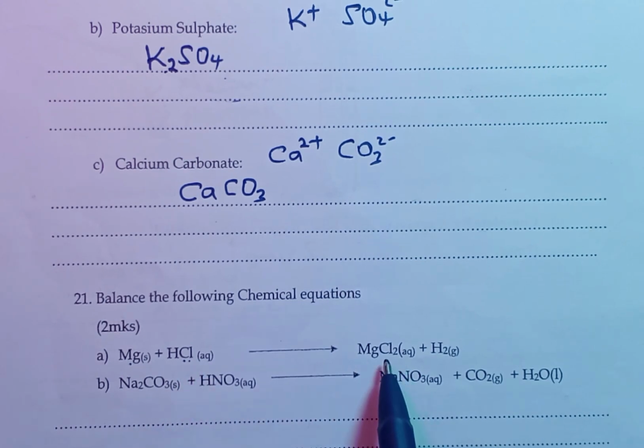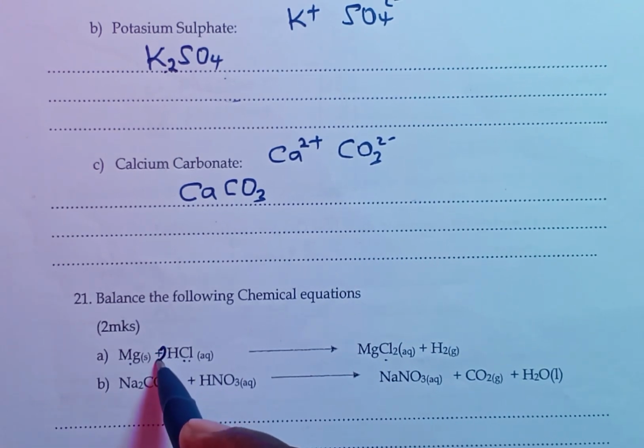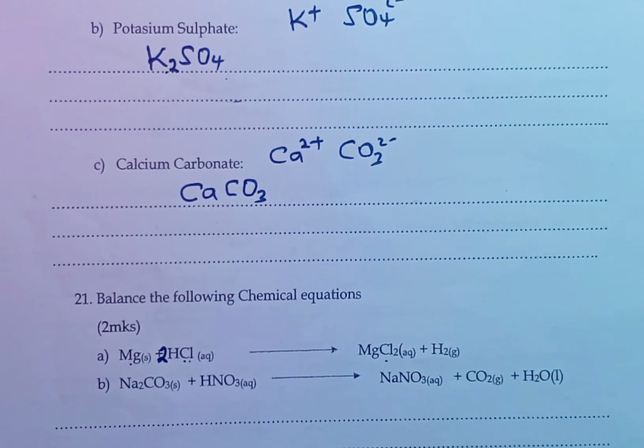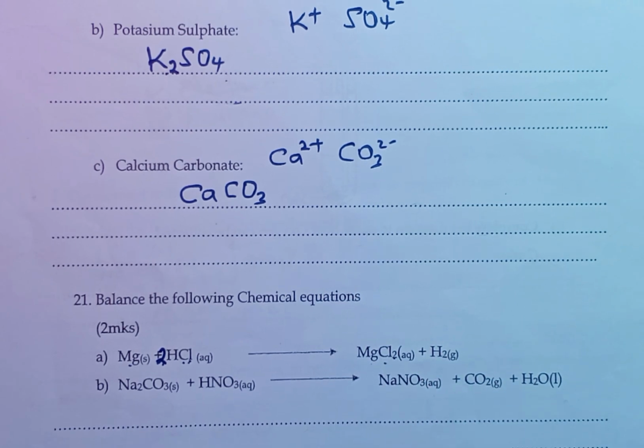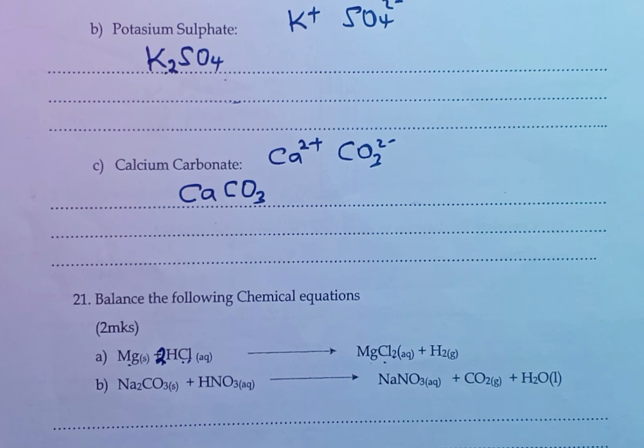Remember, we have 2 hydrogens on the product side and 1 on the reactant side, and therefore to balance the 2, we write 2 in front of HCl, so that we make chlorine 2. Chlorines are 2. We have magnesium is 1, magnesium is 1. We have 2 hydrogens, and therefore that particular equation is balanced.